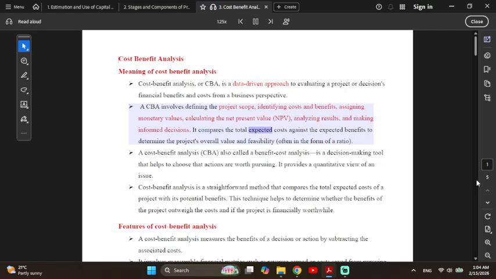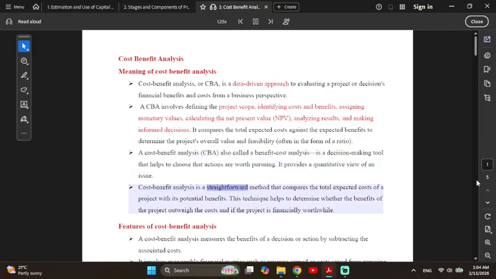It compares the total expected costs against the expected benefits to determine the project's overall value and feasibility, often in the form of a ratio. A cost-benefit analysis, CBA, also called a benefit cost analysis, is a decision-making tool that helps to choose which actions are worth pursuing. It provides a quantitative view of an issue.